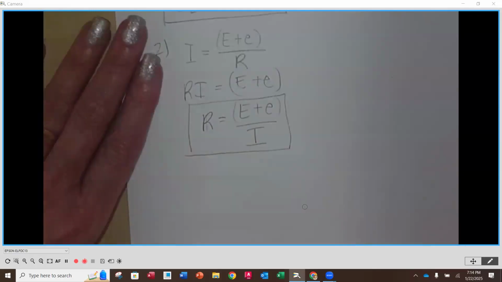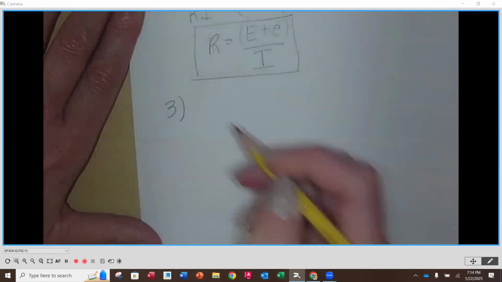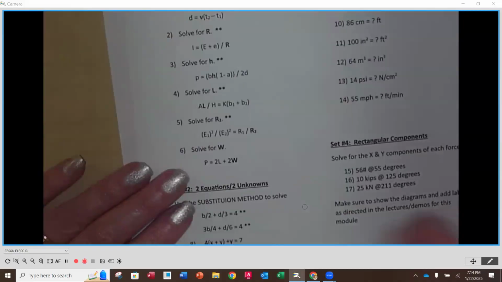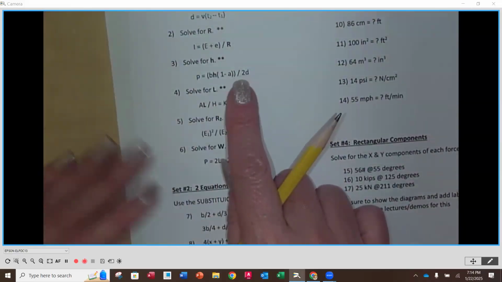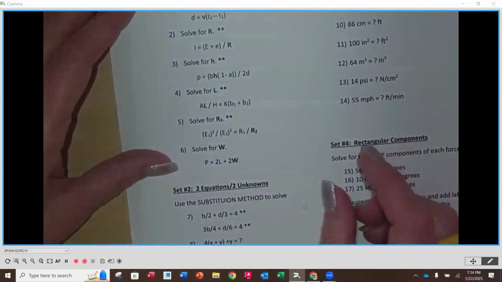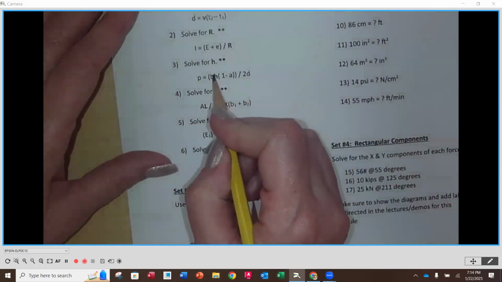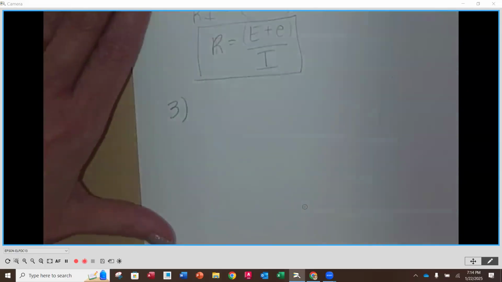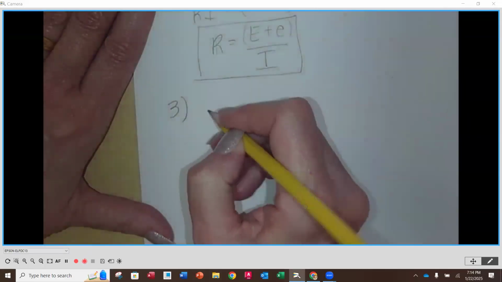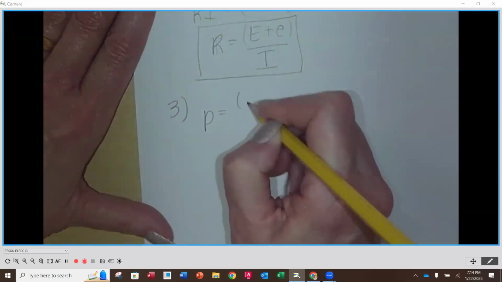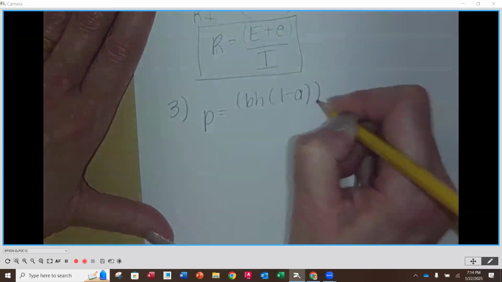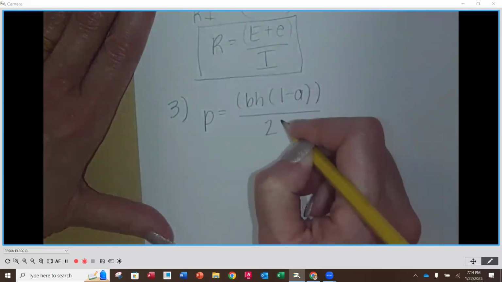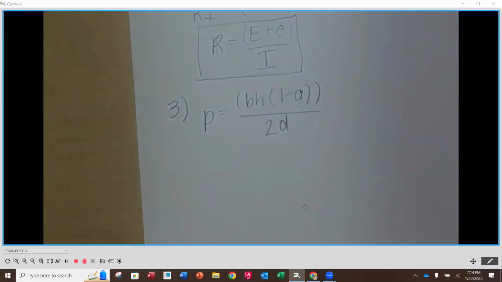Okay, let's do number 3. Number 3 says solve for H. We have those 2 stars again. You're going to notice that there is a division symbol, so we want to write this out up, down, and we're going to solve for H, which is right there. I'm going to write it out in its original form first. P is equal to BH times 1 minus A, parentheses, divided by 2D.